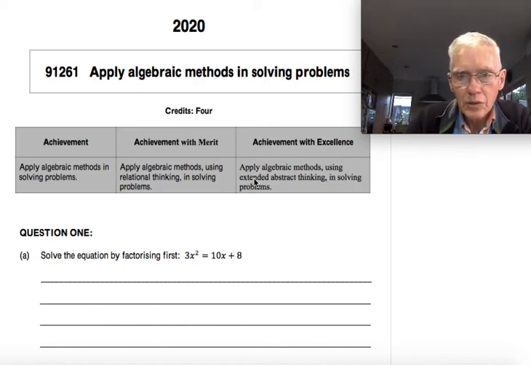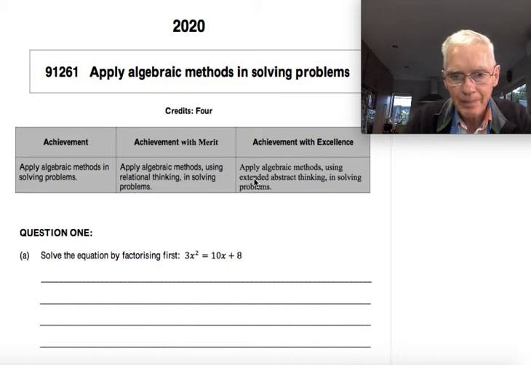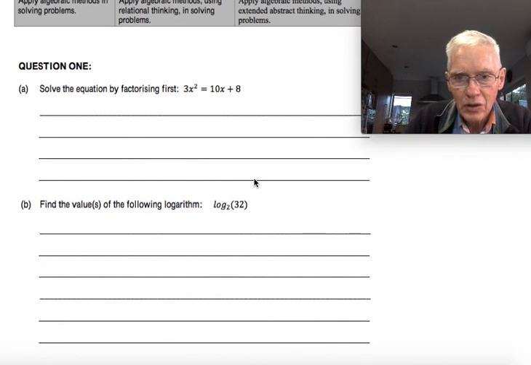Hi, I'm going to go over the 2020 Algebra Achieved and Merit questions. So let's see how we go. Here's question 1. You're asked to solve first.